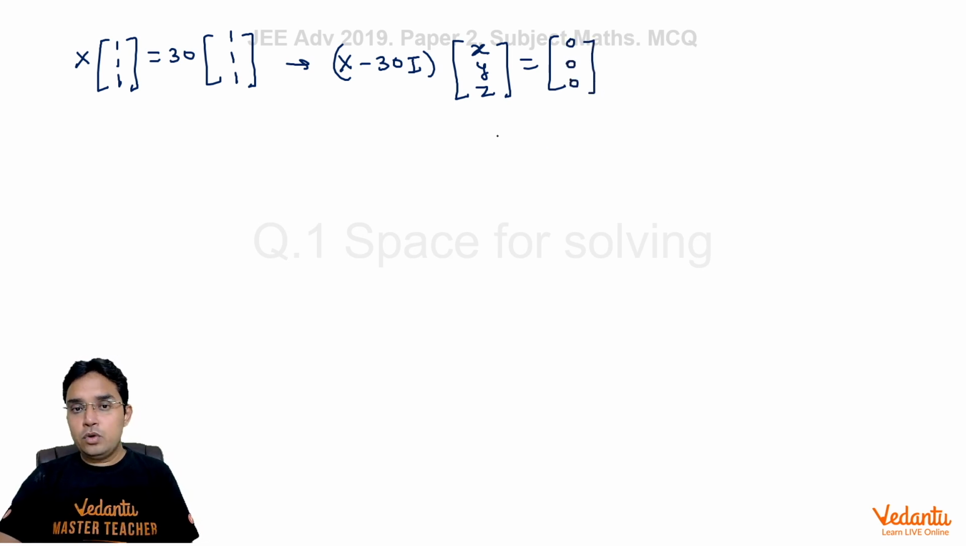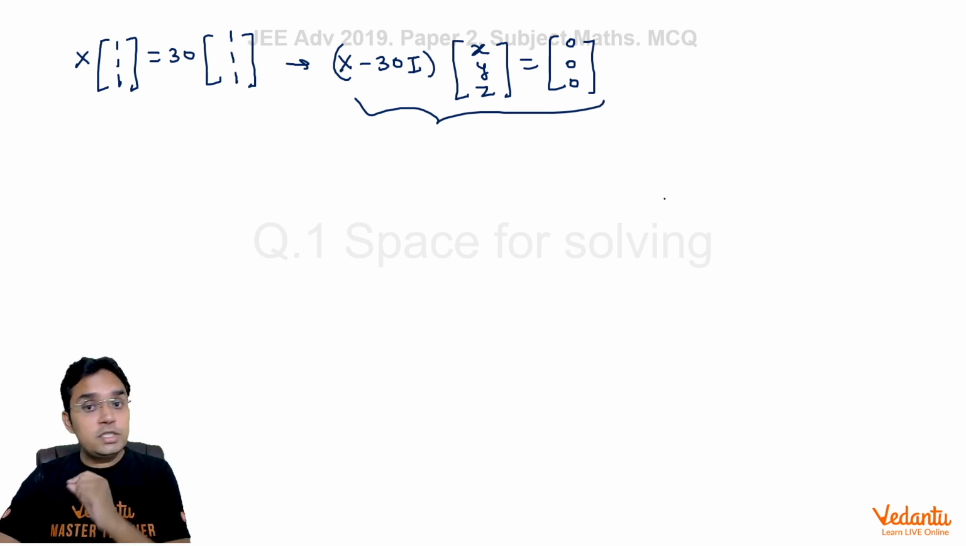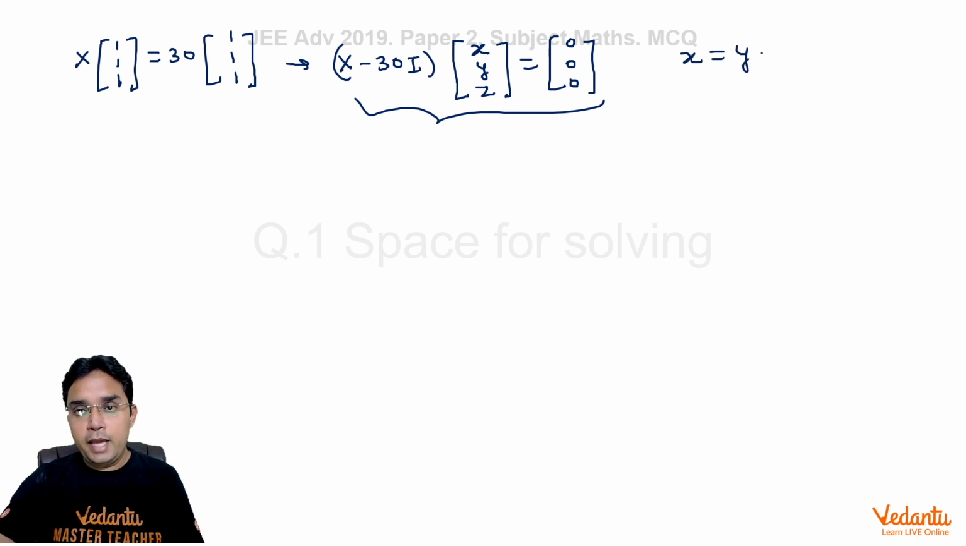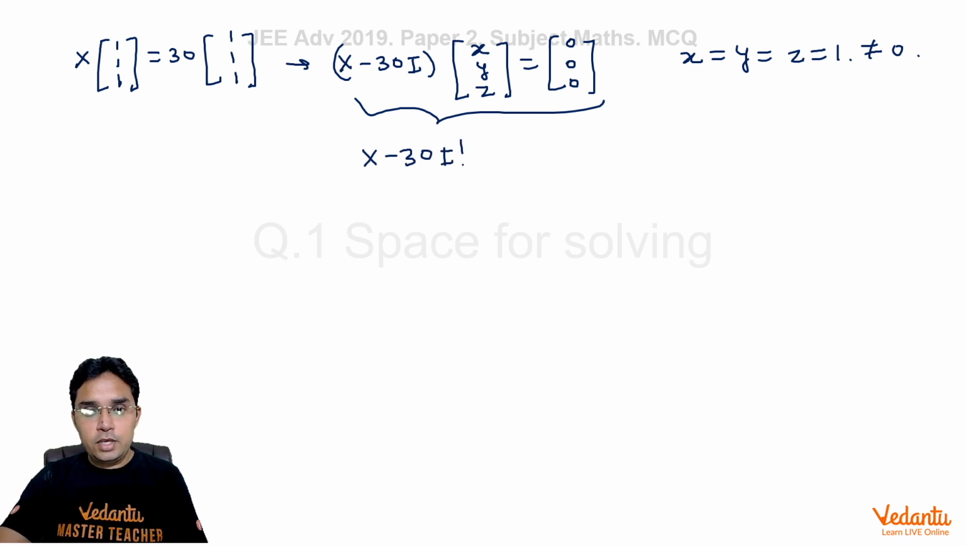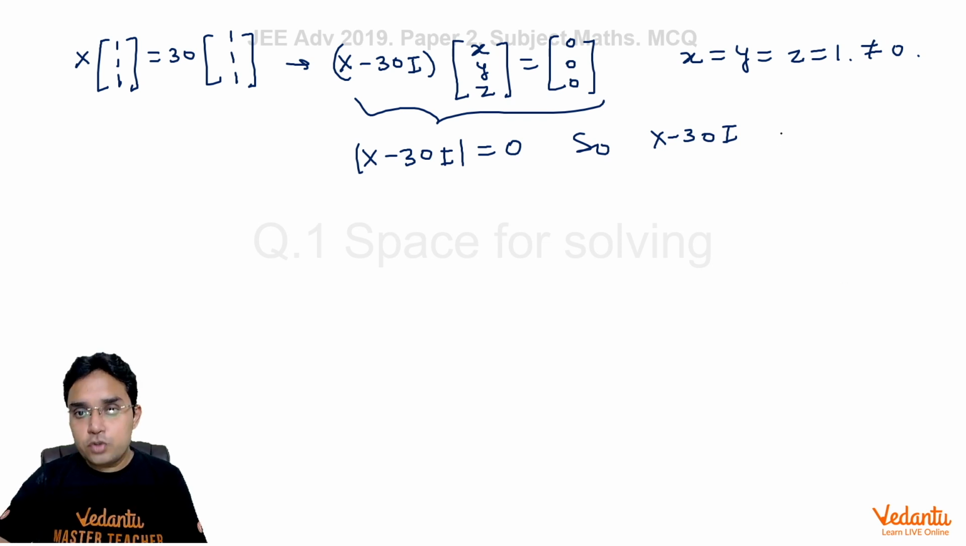Why I am writing so? Because this can be seen as a linear homogeneous equation in x, y, z, which has the solution x equal to y equal to z equal to 1, which means non-zero solutions. That is possible only if the determinant of x minus 30I is equal to 0. So this means x minus 30I should be singular, or non-invertible.